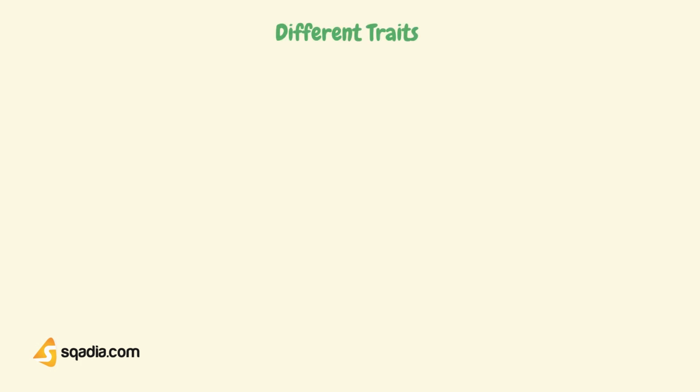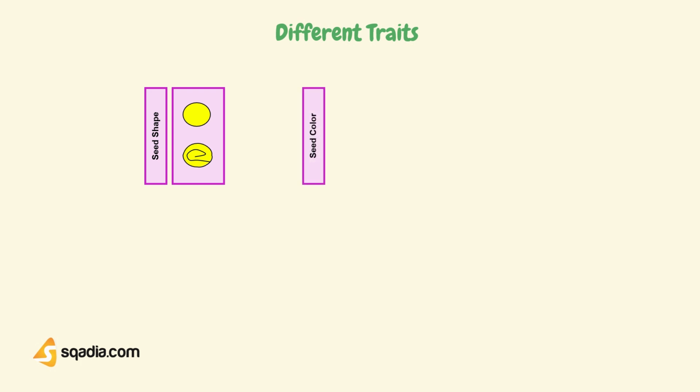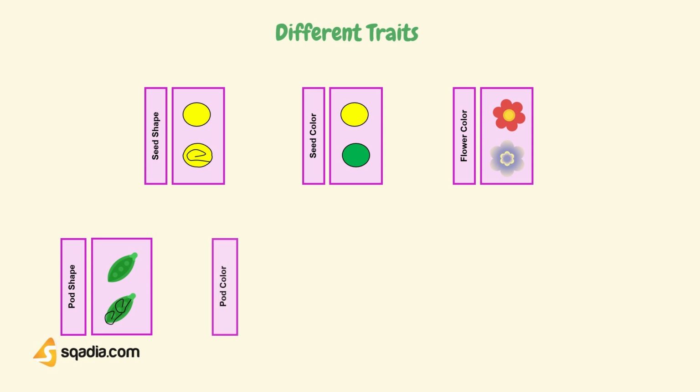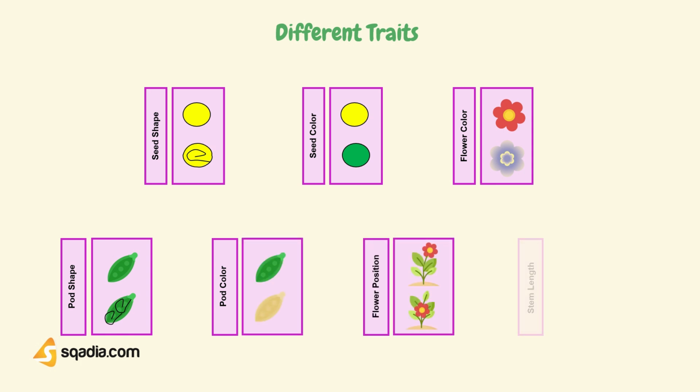In the pea plant, first is seed shape. It can be round or wrinkled. Second is seed color. It can be yellow or green. Third is flower color. It can be red or purple. Fourth is pod shape. It can be flat or constricted. Fifth is pod color. It can be green or yellow. Sixth is flower position. It can be terminal or axial. And last is stem length. It can be long or short. All these features are present in the pea plant.